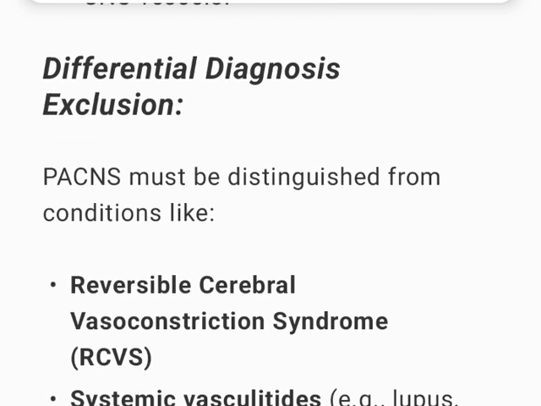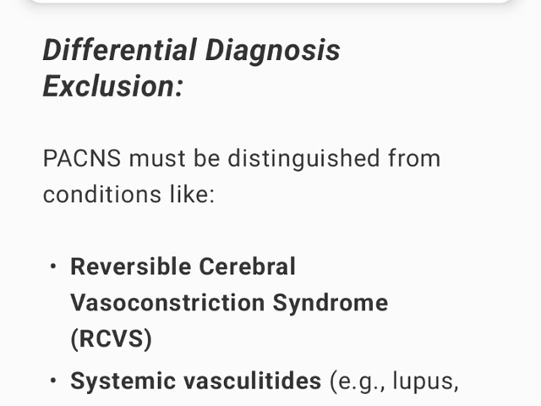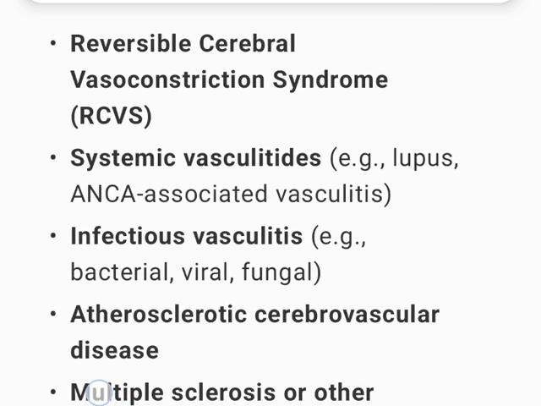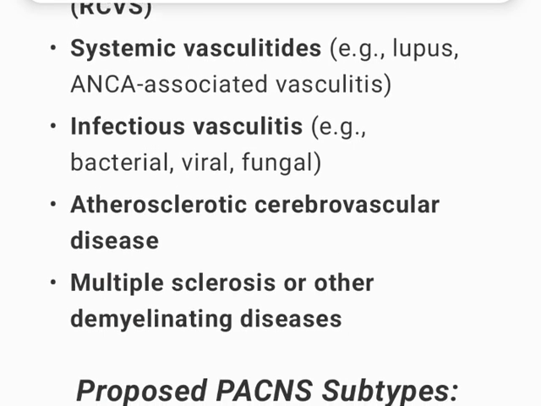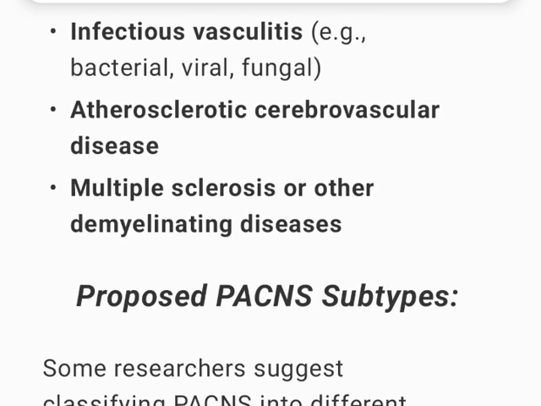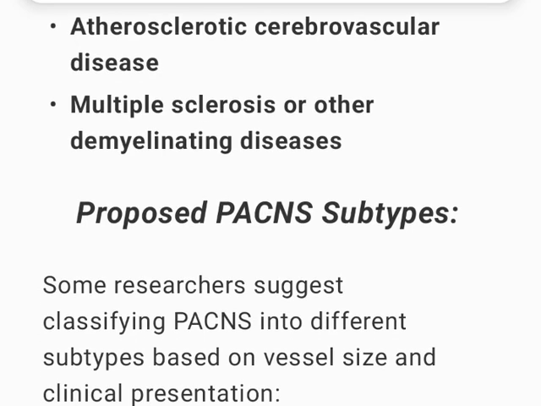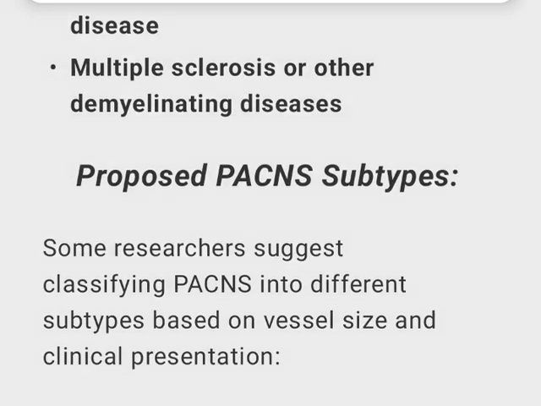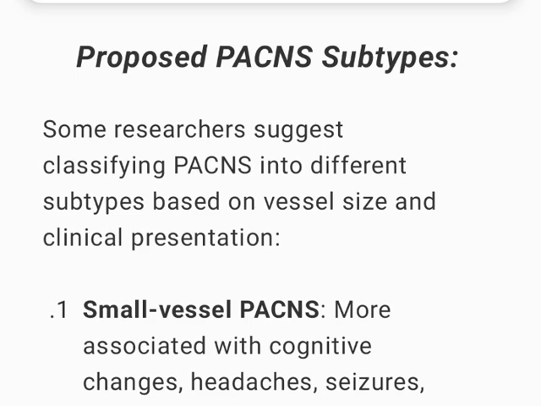Differential diagnosis, exclusion. PACNS must be distinguished from conditions like reversible cerebral vasoconstriction syndrome, RCVS, systemic vasculitis, e.g., lupus, ANCA-associated vasculitis, infectious vasculitis, e.g., bacterial, viral, fungal, atherosclerotic cerebrovascular disease, multiple sclerosis, or other demyelinating diseases.